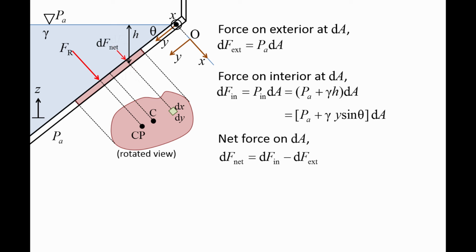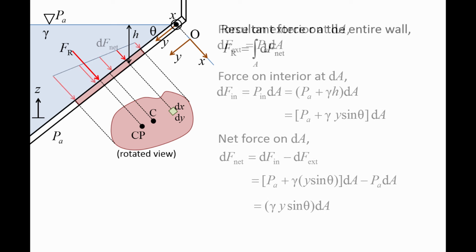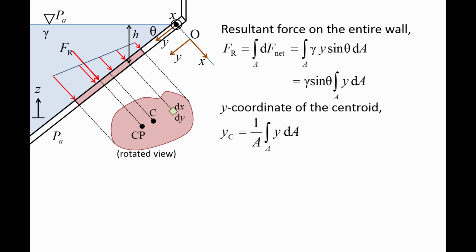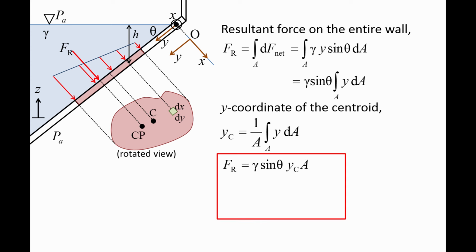The net force due to fluid pressure at dA is dF interior minus dF exterior. After plugging in the expressions for the two forces and eliminating PA times dA, we obtain gamma times y sine theta times dA. To find the resultant force caused by fluid pressure on the entire wall, we integrate dF net along all points of the wall. We plug in the expression for dF net and pull gamma sine theta out of the integral because they are constant. The integral of y dA can be simplified if we recall the definition of a centroid. The y-coordinate of the centroid, yc, is the integral of y dA integrated over the entire surface divided by the entire surface area A.